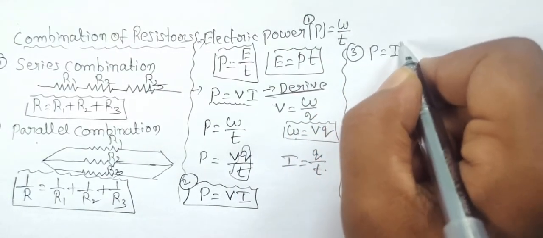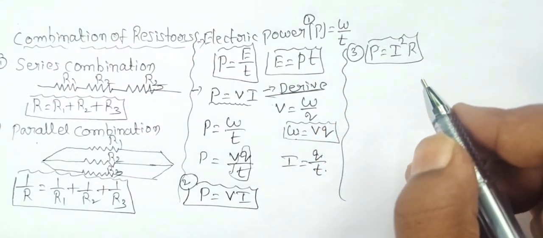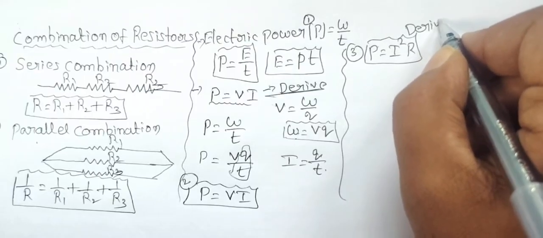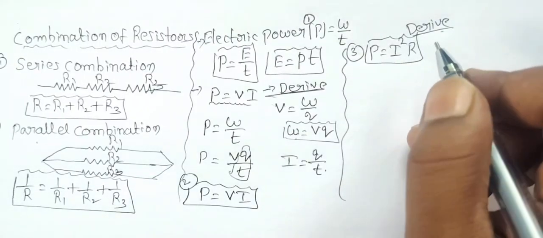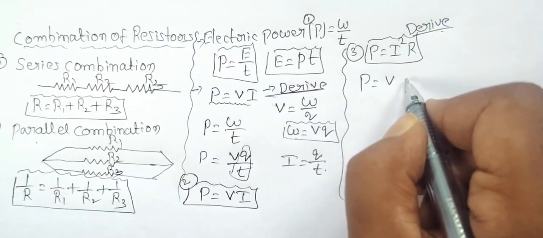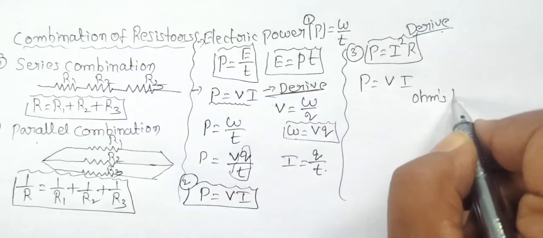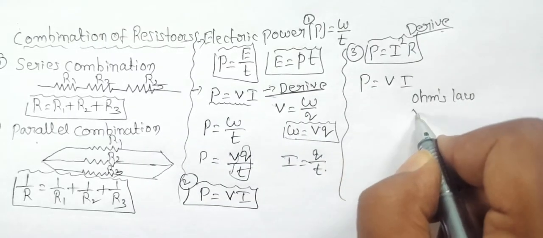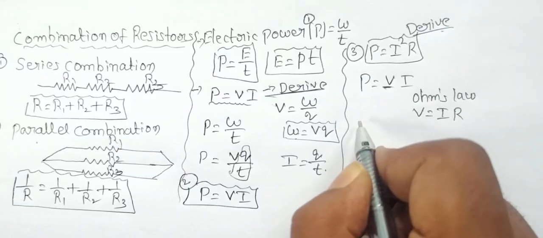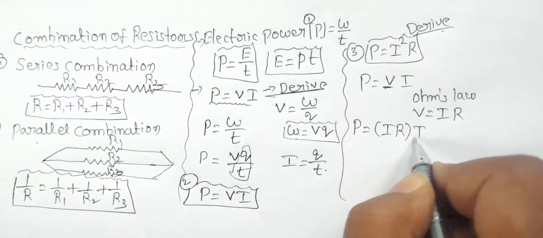Power is equal to I square R. How can we derive this one? P is equal to I square R. Power is equal to V into I. From Ohm's law, V is equal to IR. So in the place of V, we can write IR. Power is equal to IR into I.